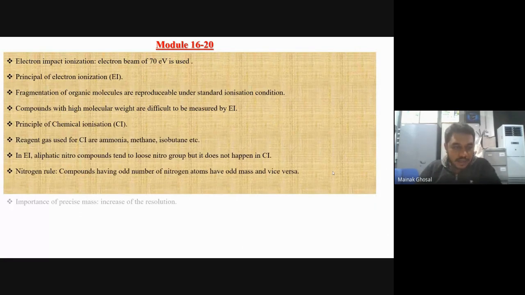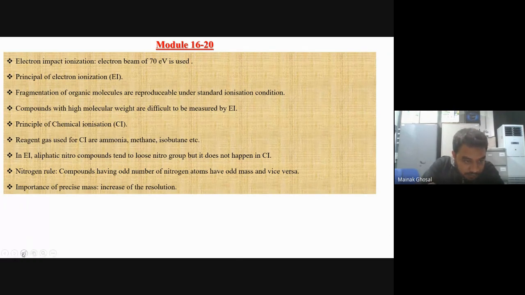Now, the importance of precise mass. Why is precise mass used, and what is precise mass? Precise mass is important because suppose you have two compounds, A and B, and suppose both have a molecular weight of 60, say urea and acetic acid, if I am not wrong. If you check, these two molecules have a molecular weight of 60, so you cannot differentiate between these two. Which fragment is this, or which one is that one?